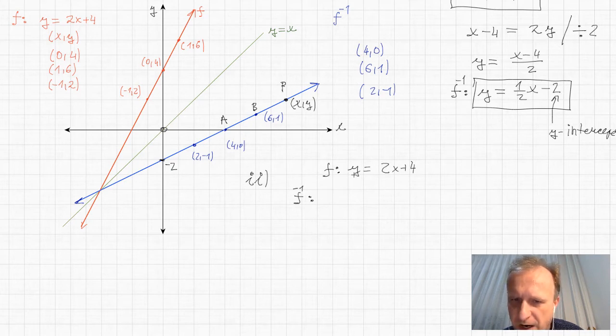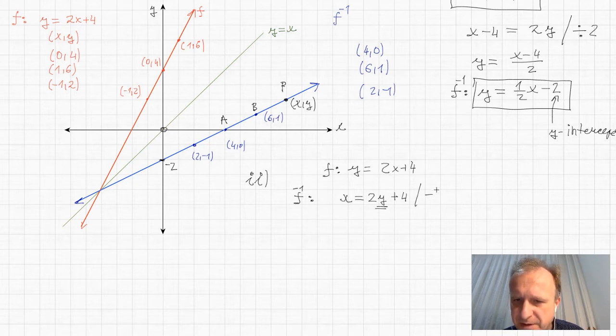So instead of y, I use x equals 2 times, and instead of x, I write y plus 4. What happened here is I interchanged x and y, and what I obtained is a formula. But the trouble with this formula is that x is expressed here, not y. So if I want to express y, I have to do some transformations.